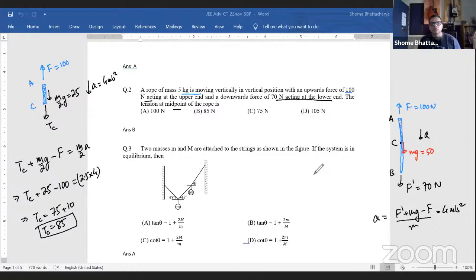You can also get the same thing by making the free body diagram of the bottom half of this. You can also make the free body diagram of section CB, on which now the forces will be like this: tension acting upwards, this acting downwards, F prime acting downwards. So if you make the equation for this, you will get the same thing, 85 newtons.